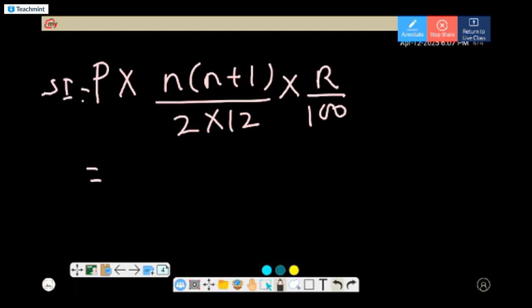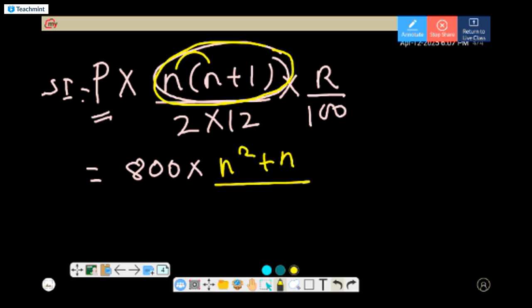Okay. Now we know the P value is 800. We don't know n. We can use n as it is. There's no need to write x and all because n itself is a variable. So we have to open up the bracket and write it because n value is not known. This part is not known. So we need to simplify it. We will open up the bracket. It becomes n square plus n, and this will be 2 into 12. R value is given to us, which is 5 by 100.